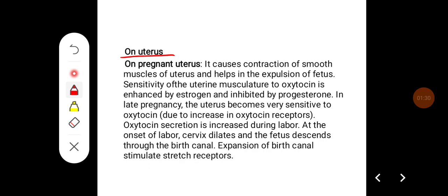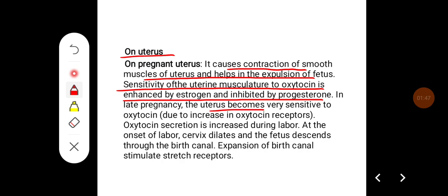On the pregnant uterus, oxytocin causes contraction of the smooth muscles of the uterus and helps in the expulsion of the fetus. Sensitivity of the uterine musculature to oxytocin is enhanced by estrogen and inhibited by progesterone. In late pregnancy, the uterus becomes very sensitive to oxytocin due to the increase in oxytocin receptors, and oxytocin secretion is increased during labor.